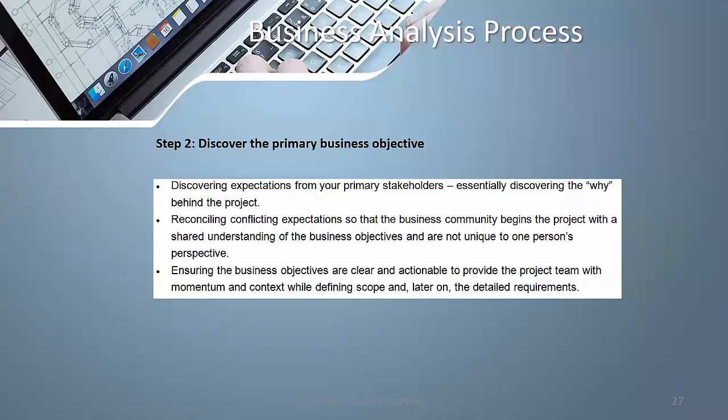Reconcile conflicting expectations. When you talk to two different stakeholders, they might share different views. When you ask two people about the primary business objective, one will say it is to improve the process, and the second will say it is to reach the market faster. So is it to improve the process or reach the market faster? You will speak to both of them, sit down, and ask them to tell you exactly what the situation is.